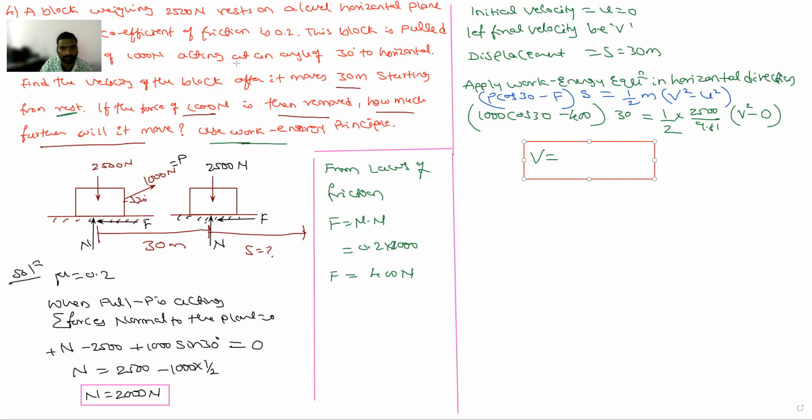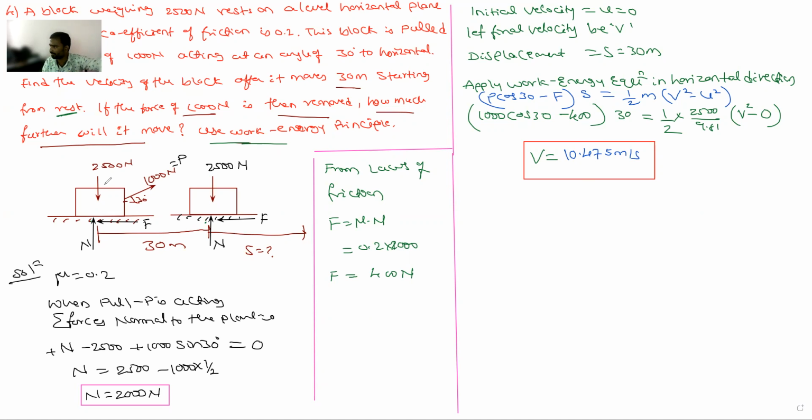Yes, correct. It is 10.47475, 474 meter per second. See, all of you concentrate. So what is given? There is a block.